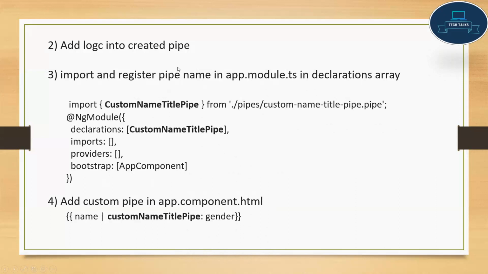Once you're done with this, you have to use that pipe in your HTML, app.component.html. So we can write double curly brackets name vertical bar customNameTitlePipe colon gender. Custom name title pipe is the name of my created custom pipe, and after the colon you can specify the parameter to the transform method.